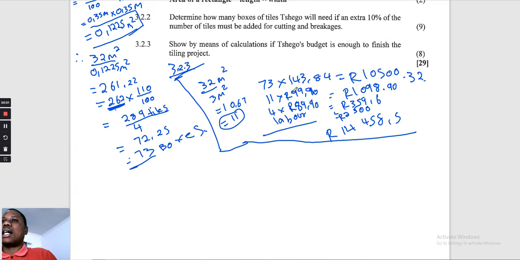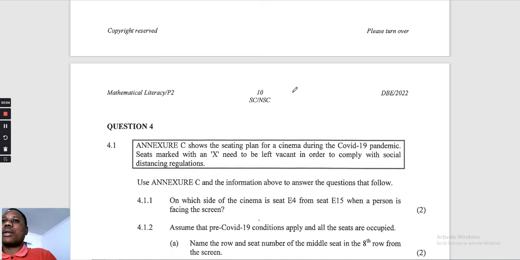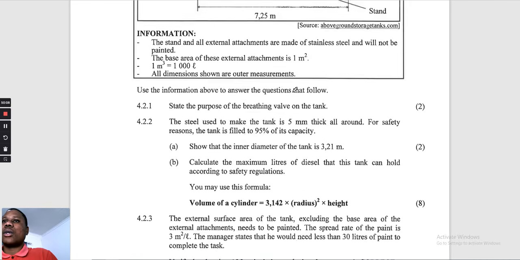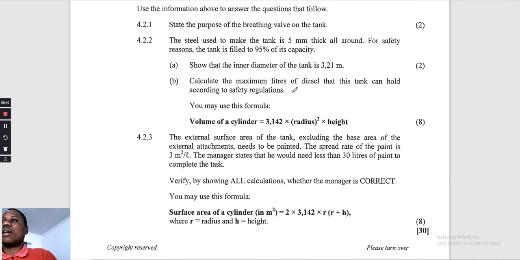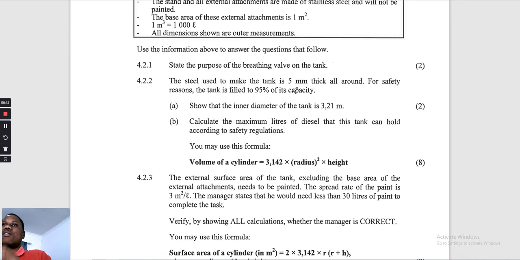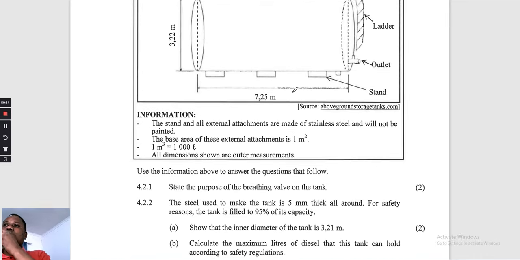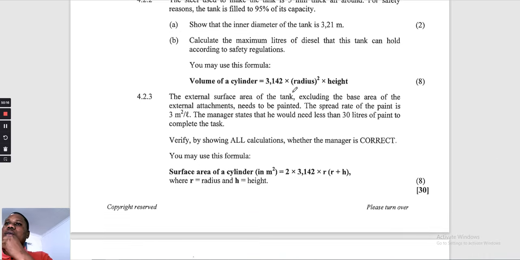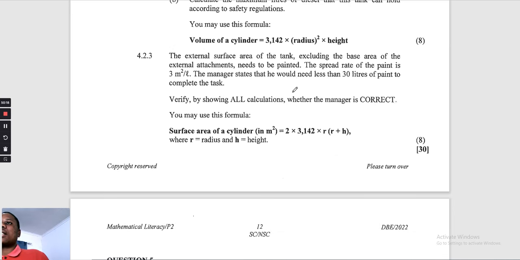Right. Now we're going to look at another question, which is question number 4. How many questions? 4 questions, I think. Okay. This one we're going to have a special answer sheet because they have long questions. If you can see, it's 8 marks, 8 marks.